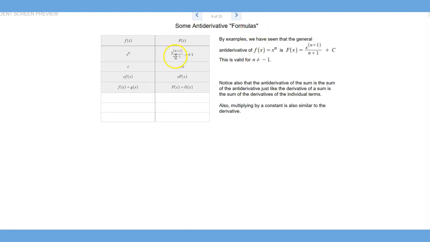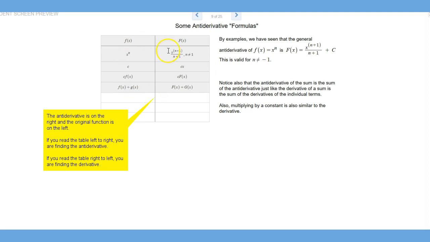So we've seen by example that this is the way to find the antiderivative. This is the formula to use when you have a power function. And just like with the derivative law, the antiderivative of a sum is the sum of the antiderivatives. Multiplying by a constant is the same type of thing as with differentiation. And the antiderivative of a constant is, remember, that's like cx to the 0. So the antiderivative of a constant is just cx.